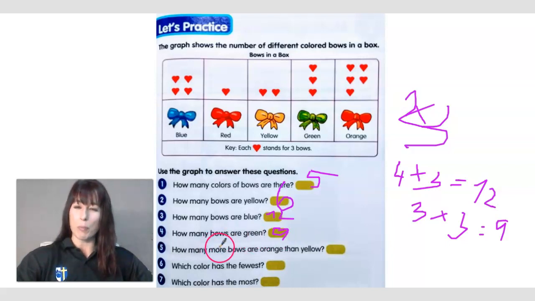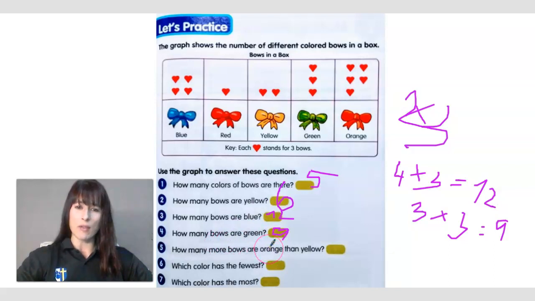Now, how many more bows are orange than yellow? Now, we know if we have a question like that, how many more, how many less, we are comparing. We're finding the difference. And if we are finding the difference, we need to decide to use subtraction. That's correct.